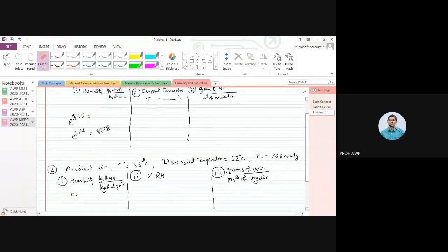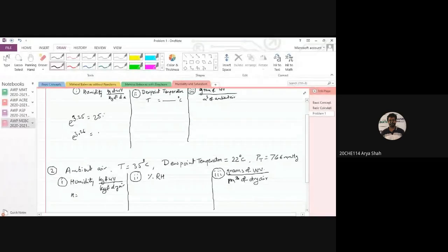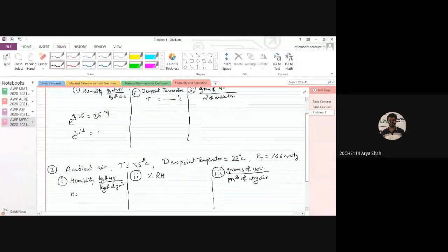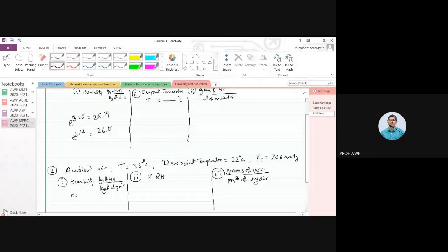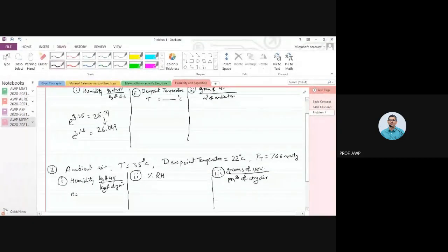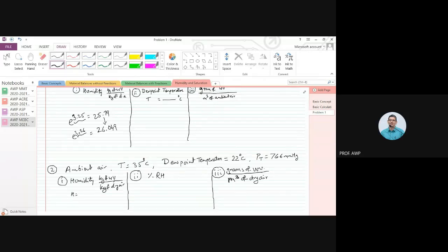So for exponential it makes a slight bit of difference. e raised to 3.25 is 25.790, and e raised to 3.26 is 26.049. So you see, now you are making an error of 4%. You're still at three significant digits, right? So for the exponential function it makes a difference because of the inherent nature of the function.